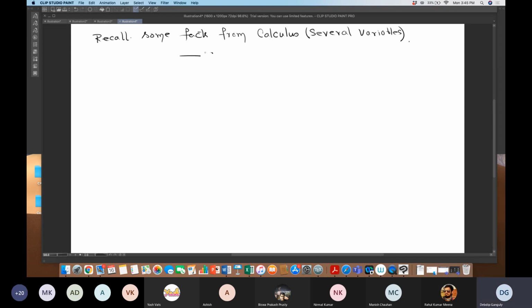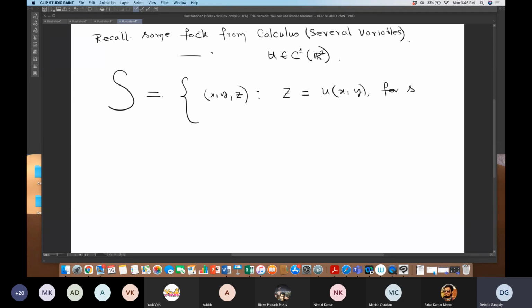Suppose I say some set S. Let u be a C1 function of, let's say, R2. You know what the meaning of C1 is. Let us define a set of (x, y, z) such that z is equal to some function u of (x, y), for some C1 function u. What is this set called?